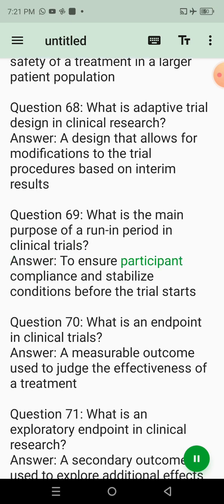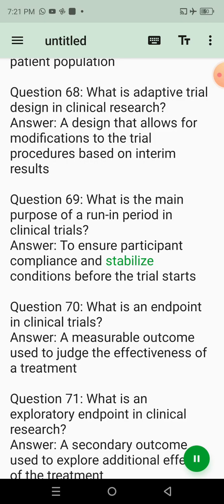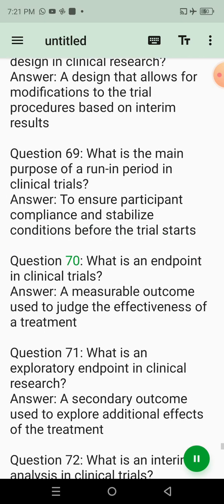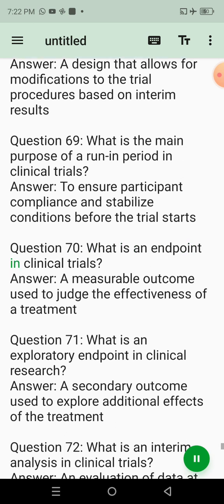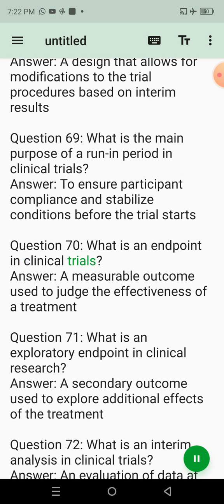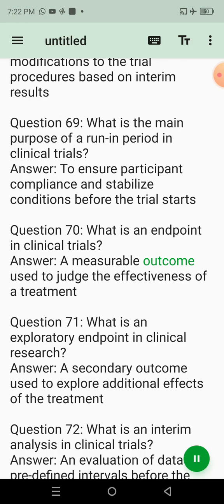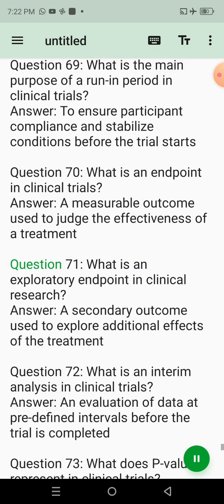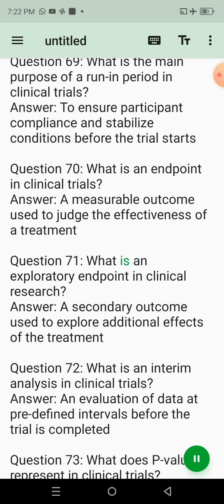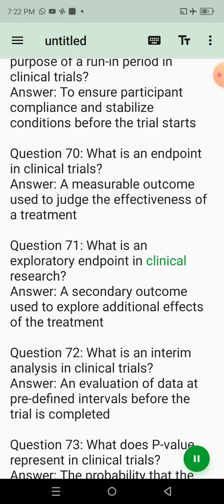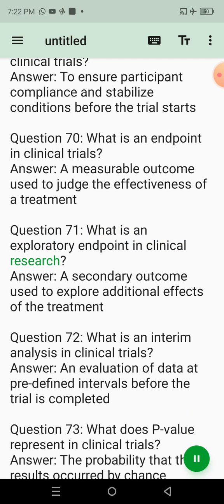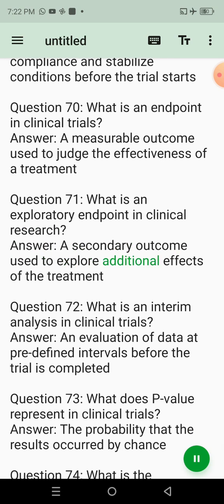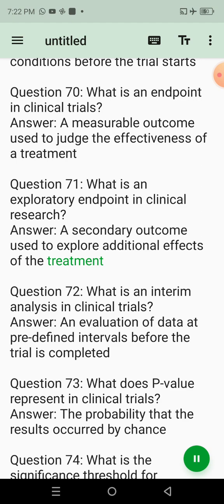Answer: to ensure participant compliance and stabilize conditions before the trial starts. Question 70. What is an endpoint in clinical trials? Answer: a measurable outcome used to judge the effectiveness of a treatment. Question 71. What is an exploratory endpoint in clinical research? Answer: a secondary outcome used to explore additional effects of the treatment.